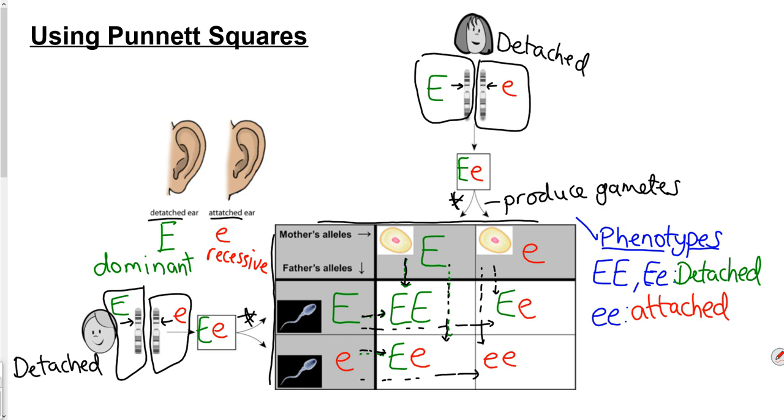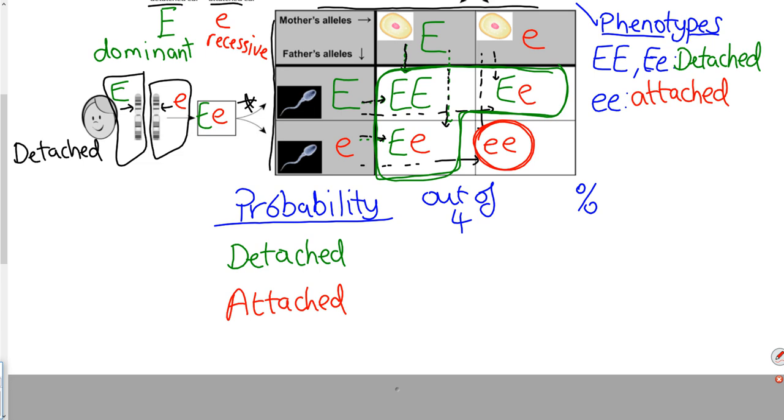Now we need to actually state the probability of having each of them. So, if you have a look at it, I'm just going to go round all of the genotypes that could produce detached earlobes. Remember, big E big E or big E little e. And then all the genotypes which could produce attached earlobes, just little e little e. So, probabilities can be expressed out of 4, or they can be expressed as a percentage. So, let's fill in the table I've drawn.